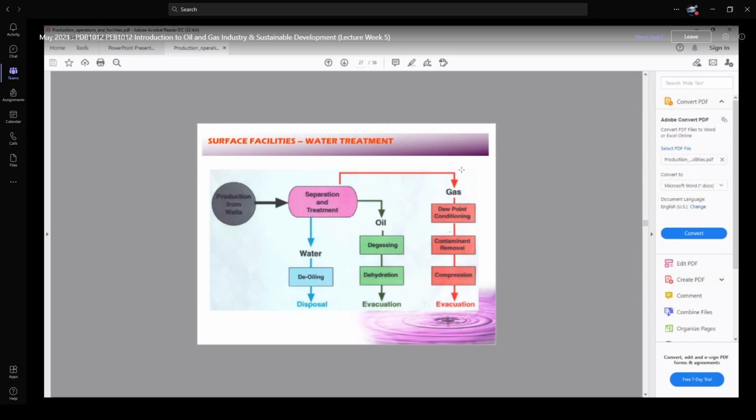If the gas is out, first we need to recondition the gas, or you can say process the gas, bring it to the dew point, and recondition it. At the dew point, the oil will settle down and the gas will be out of it. Then remove the contaminants from it, and finally compress it. We can either pump it into the well or use it for other domestic usage.